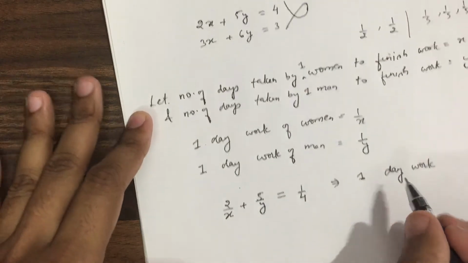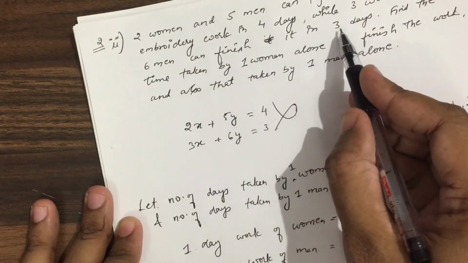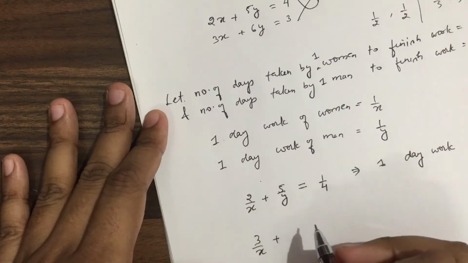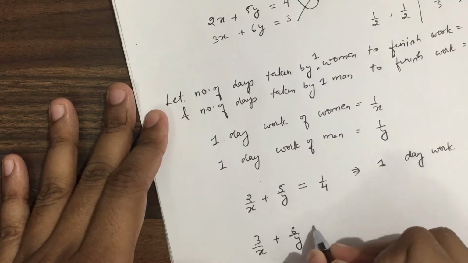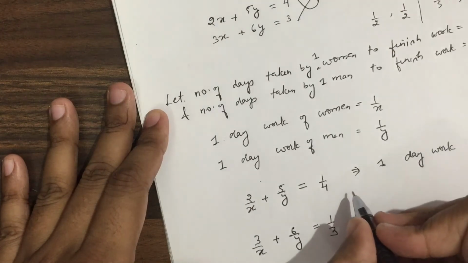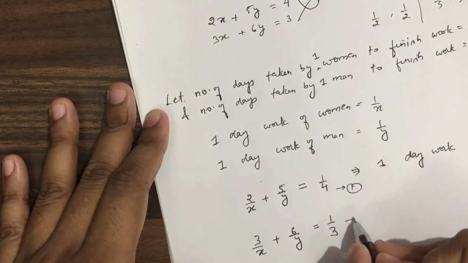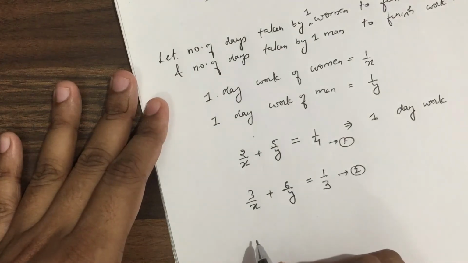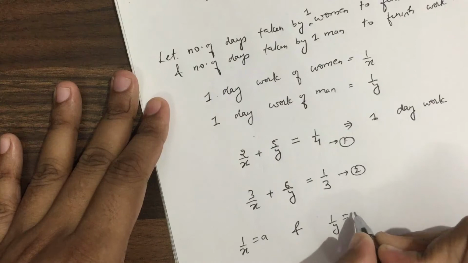तो in next step 3 women and 6 men finish it in 3 days. 3 women means 3 by x plus 6 men means 6 upon y. They finish it in 3 days. So one day work will be 1/3. So mark them as equation 1, mark it as equation 2. Now these are not in standard form. So what you will do, let 1/x equal to a and 1/y equal to b.